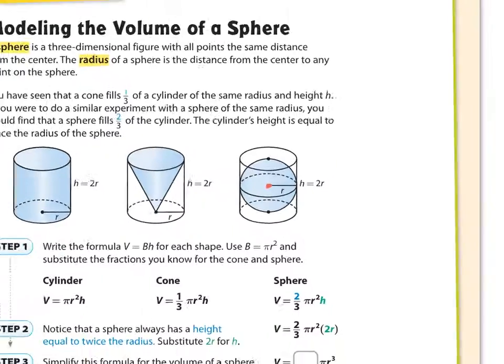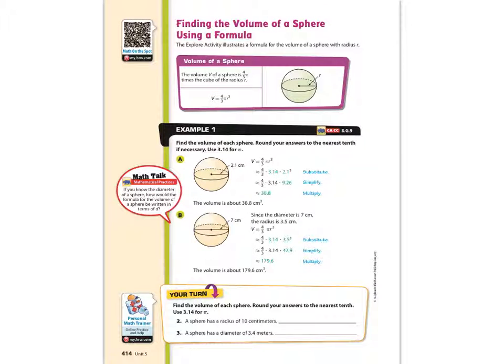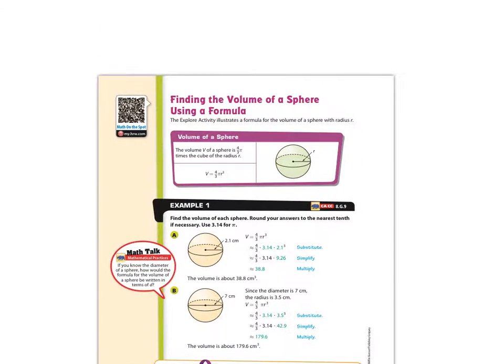Okay. In this first page, don't worry about reading through all this. This gives you the proof of why we have our formula for the volume of a sphere using the last two shapes that we did. So we learned the volume for a cone and a cylinder. Next page is the actual formula.